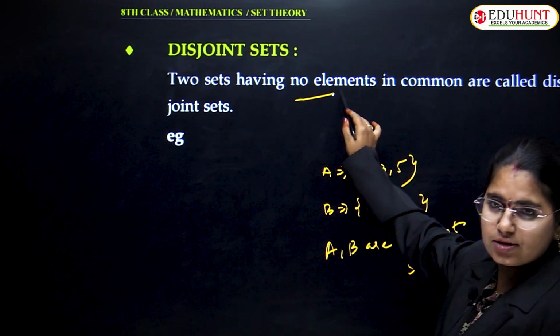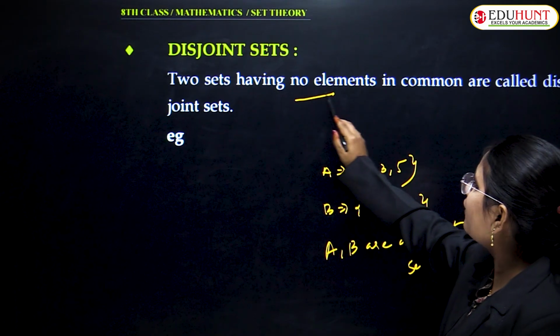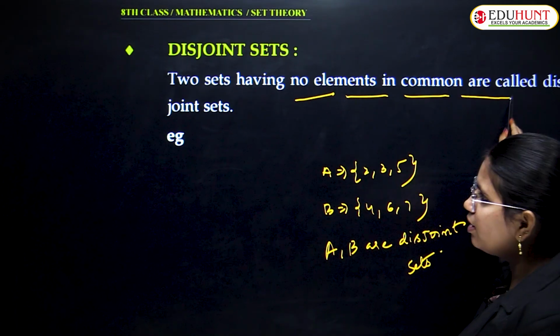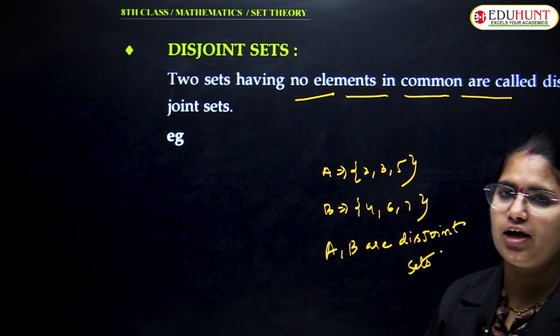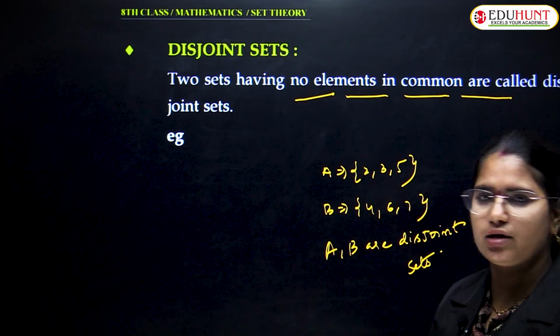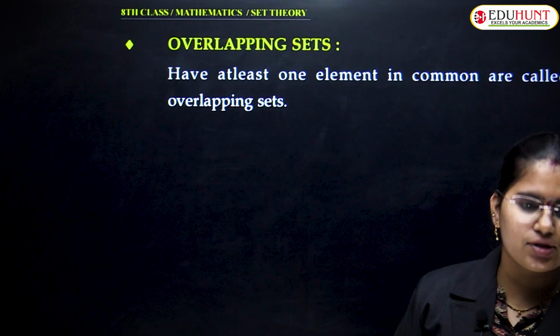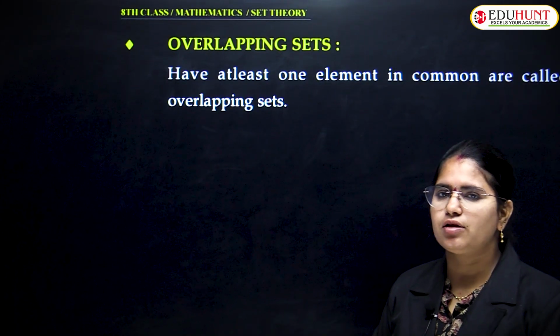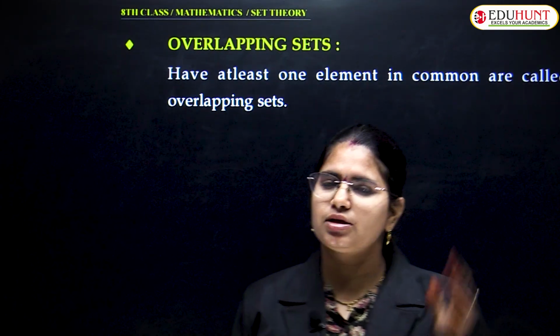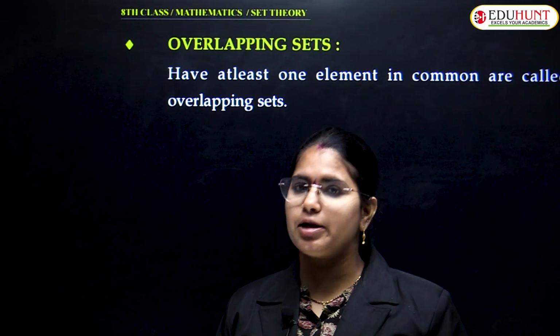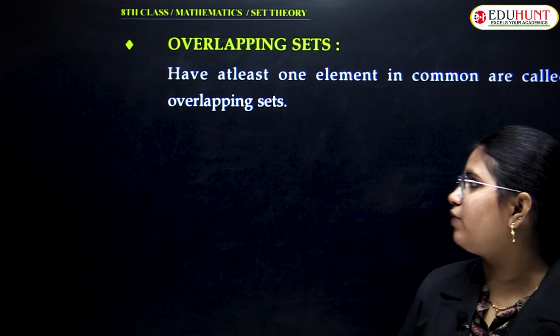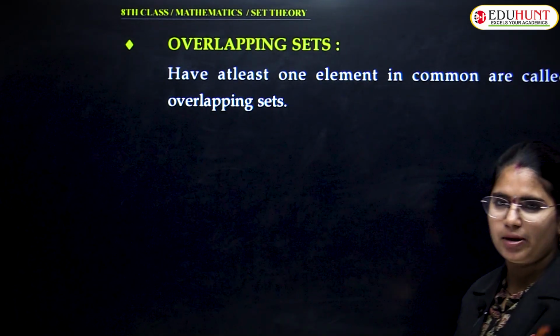If two sets, please note it down, have no elements in common, then we call such sets disjoint sets. Clear? These are just small things as you are learning set theory for the first time. It's a very easy chapter, but you have to remember the terminologies. Okay, fine. Next is overlapping.